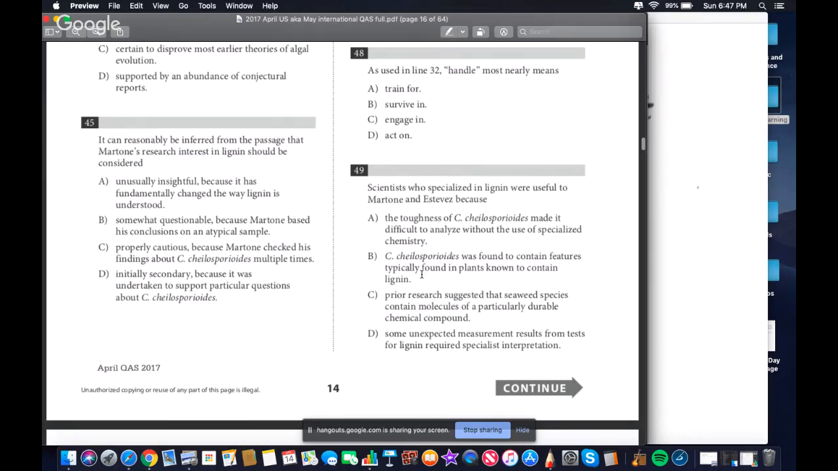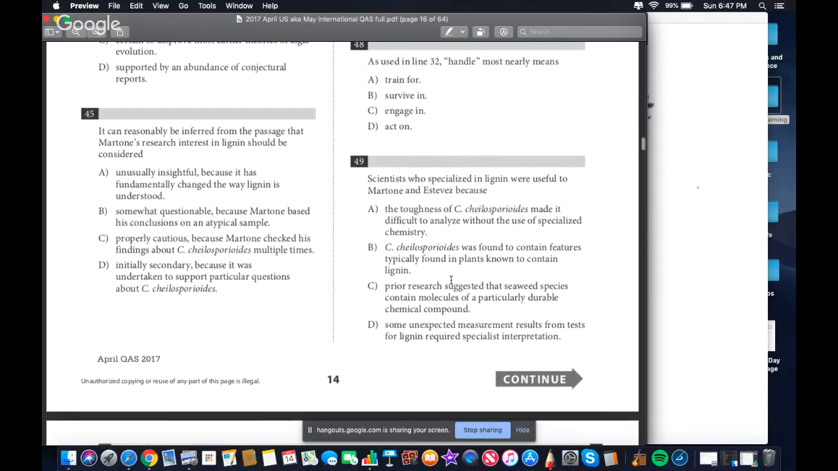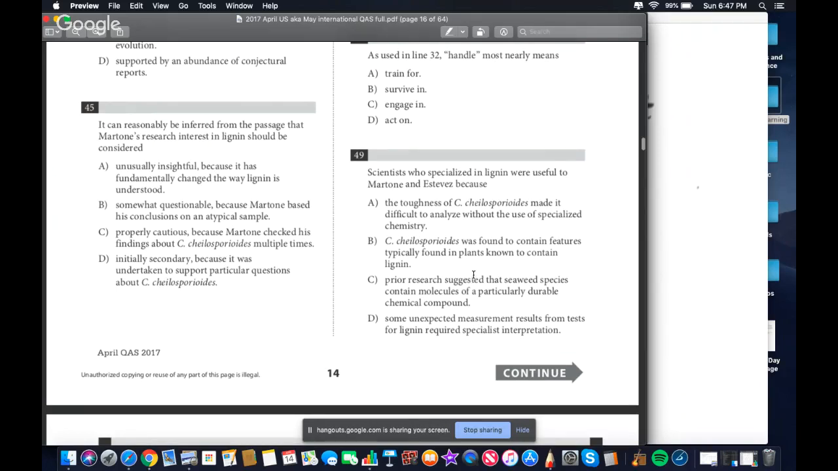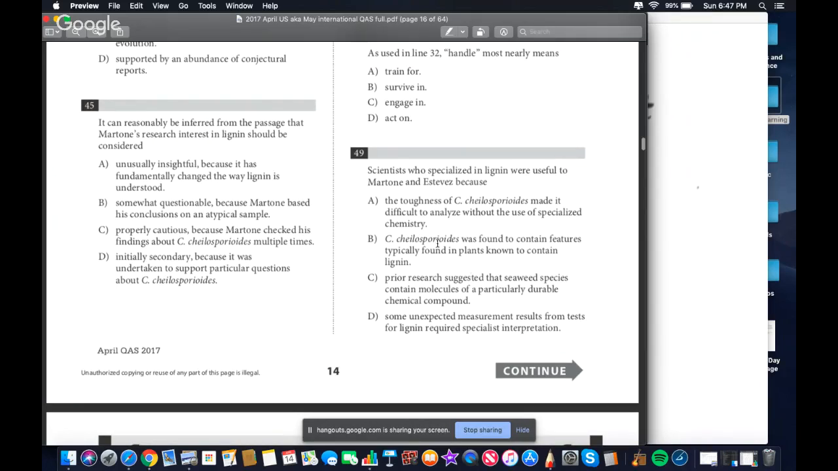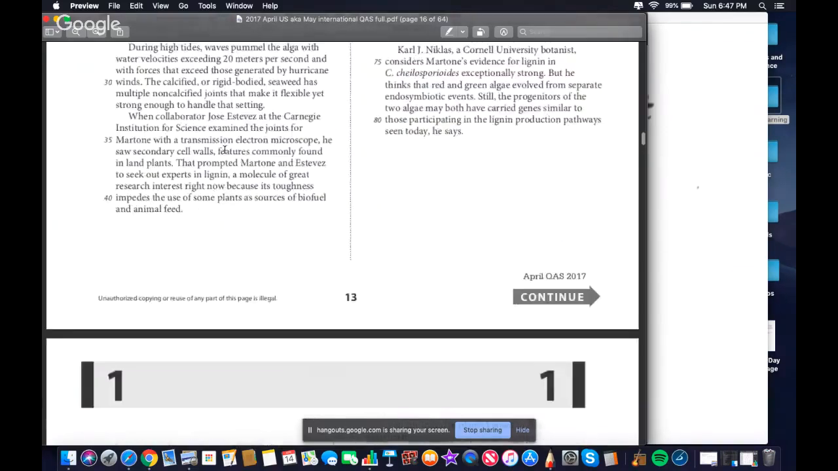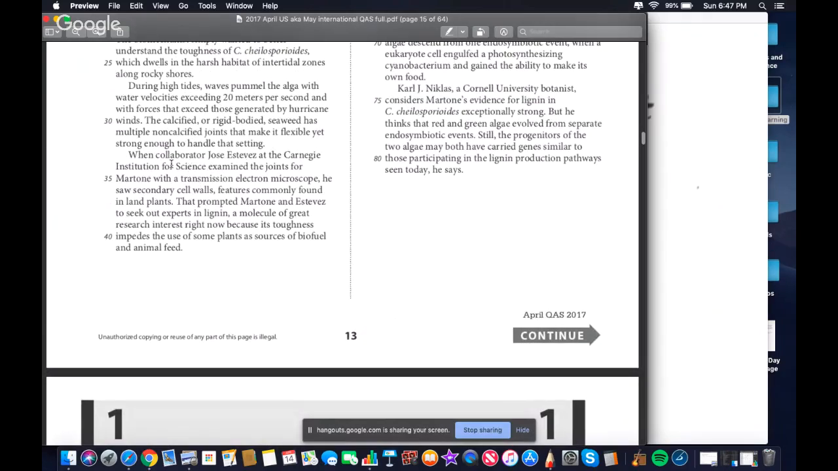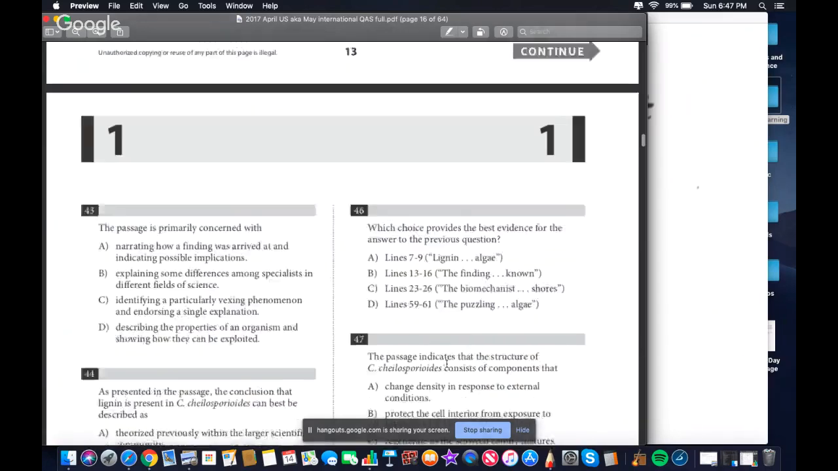No. Perfect. Look at B. And I want you guys to pay attention to, I think there's one of these answers that is going to use exact language. But this one, this was the seaweed they were talking about. It maps on nicely to this idea of when they examined the joints of the seaweed, right? That's what we're talking about.